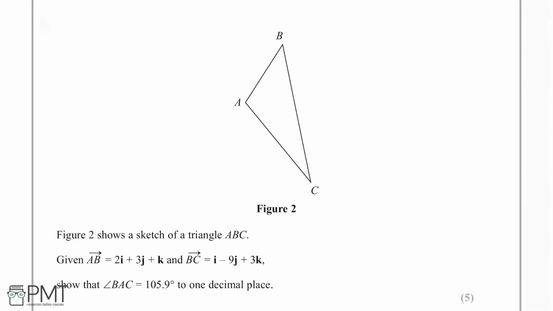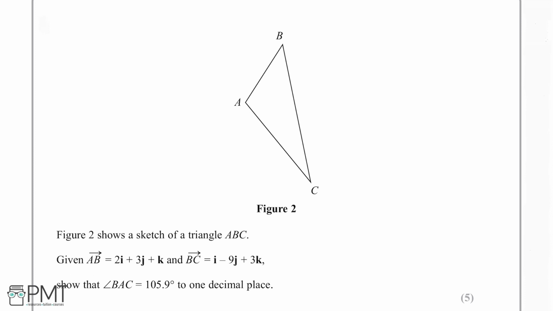So in this question, we're given a diagram, Figure 2, which shows a sketch of a triangle with vertices A, B, and C. We're given what vector AB is, and what vector BC is. And we're asked to show that the angle BAC is equal to 105.9 degrees.